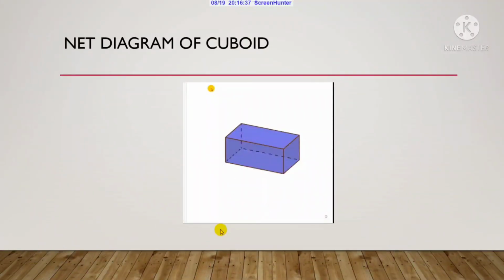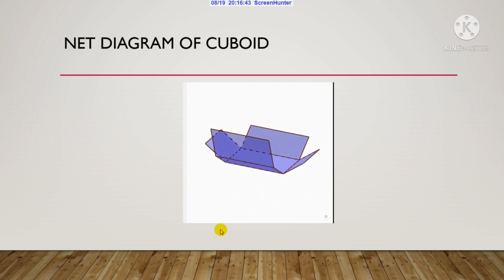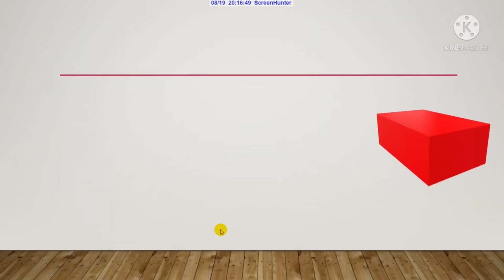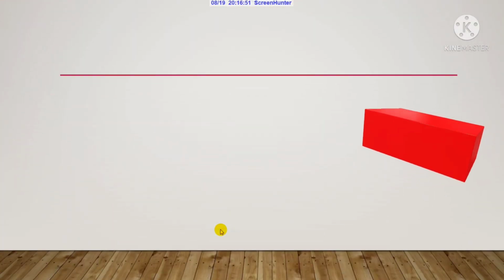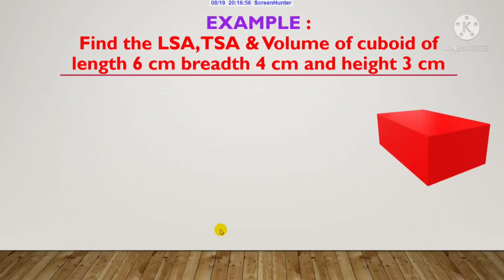Now let us see the net diagram. What is the net diagram of this? If you cut and open out along the edges, it will look like this. So this is the net diagram. Through this net diagram, we can prepare a cuboid. We'll see an example of how this applies to a cuboid. So this is an example.